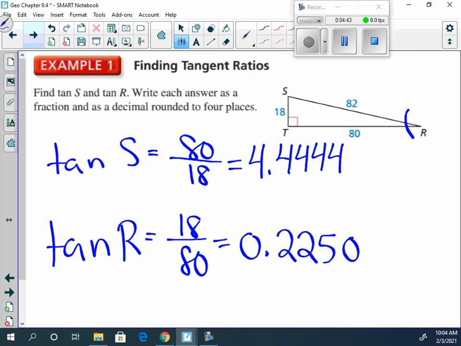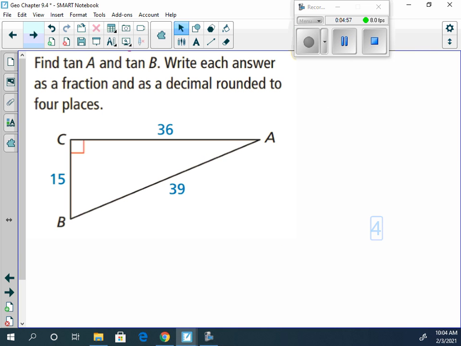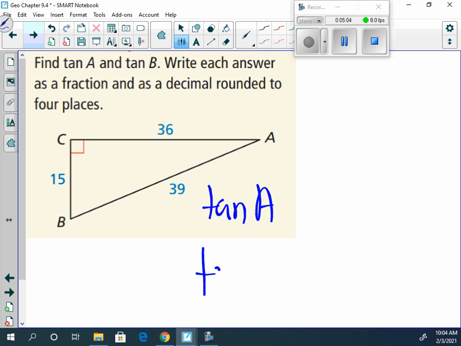Any questions on any of this here so far? All right, so this one here, we're finding tangent of A and tangent of B as a fraction, and then rounding our decimal to 4 places. And I think on the homework, it just asks you to find the fraction.